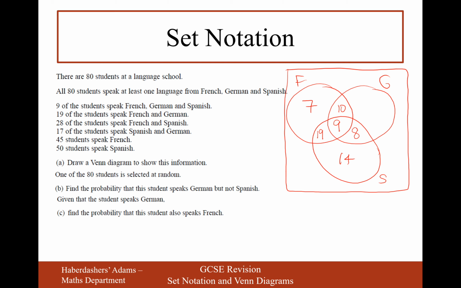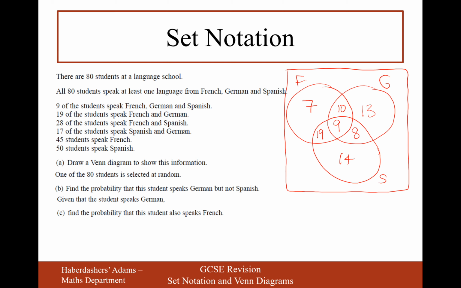80 take away, let's grab a calculator. 80 take away 7, take away 10, take away 9, take away 8, take away 19, take away 14. 1, 2, 3, 4, 5, 6. 6 numbers we're taking away. 1, 2, 3, 4, 5, 6. Good. So 13 people left behind that speak German just. Okay, good. So there we are. That's the answer to that question. Let's move on to part B.